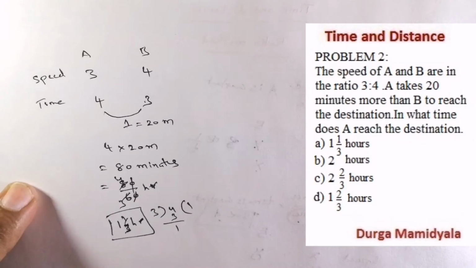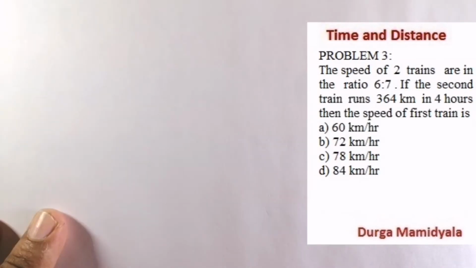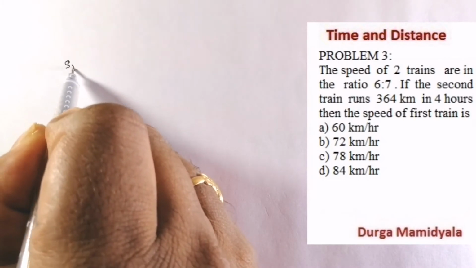Let us move to the next problem. Our next problem is: the speeds of two trains are in the ratio 6:7. So we have been given the speed ratio as what?